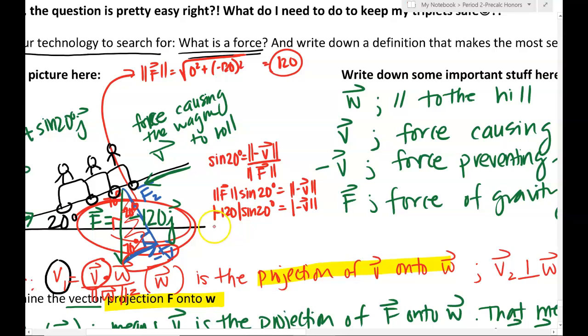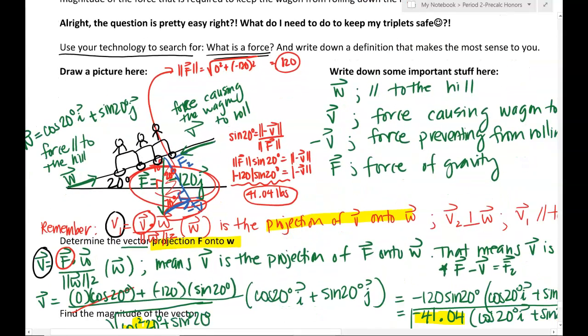We're going to punch it in. Actually, why don't you try? Punch that in for me. Can you please tell me what you get? Remember, the absolute value of a negative 120 is a positive 120. Did you also get 41.04 pounds? So you can use right triangle trig, or you can use the projection of F onto W. It doesn't matter which form you use, you should always get the same answer.